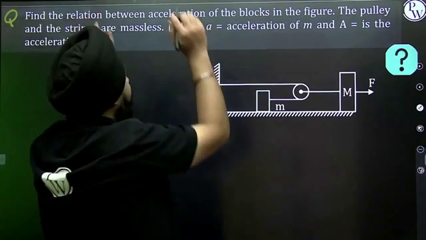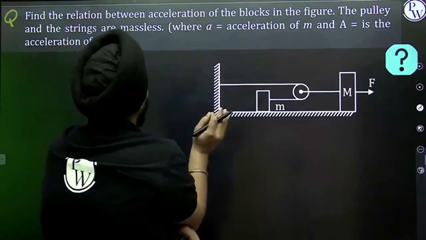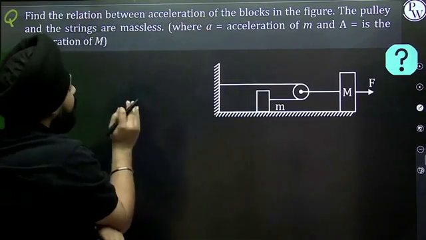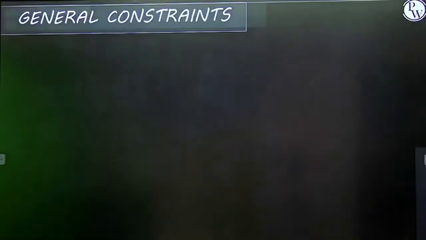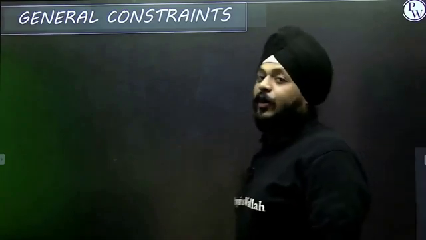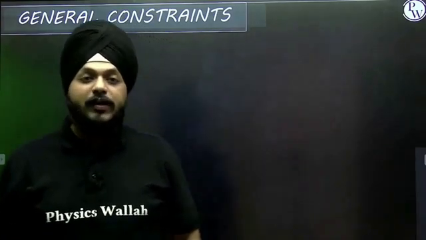Find the relation between the acceleration of the blocks in the figure. The pulley and the strings are massless and frictionless. Okay, method of general constraints: what it states.